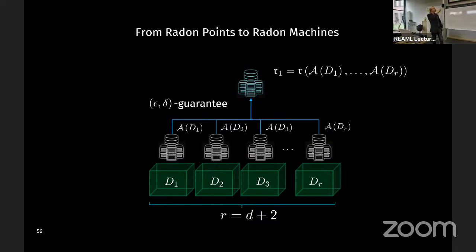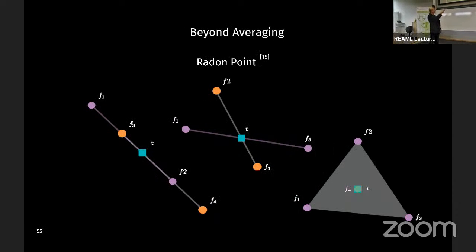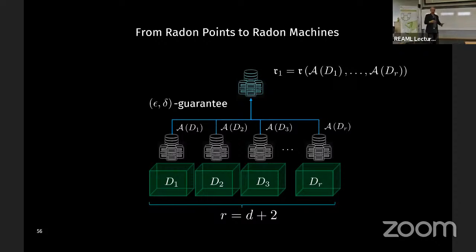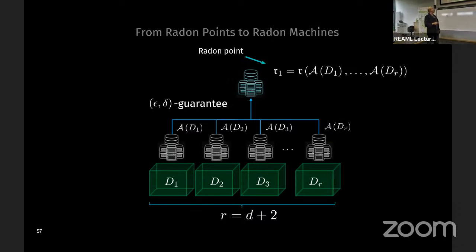Nonetheless, how you compute the Radon point is, well, you don't have to actually construct these sets by hand, but you can write that down as a system of linear equations and then solve it in time cubic in r. So that is all good. So what we do is we have our r many clients, we train a local model, and then we can compute the Radon point of those.